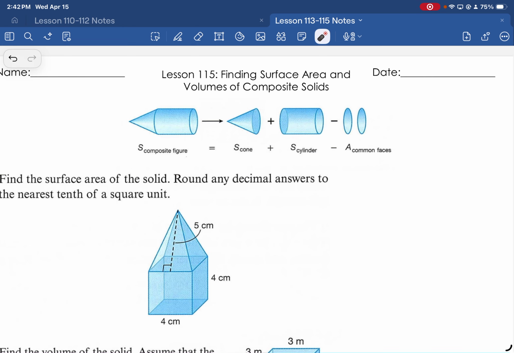Now, there's something called common faces, which means they share it. So you see how there's a hidden base right there? When you're finding surface area, you would not add that into your solution because it's not on the surface. So you just want to be careful. Like down here, you wouldn't add this hidden square in your surface area. You would only add the areas that are exposed.